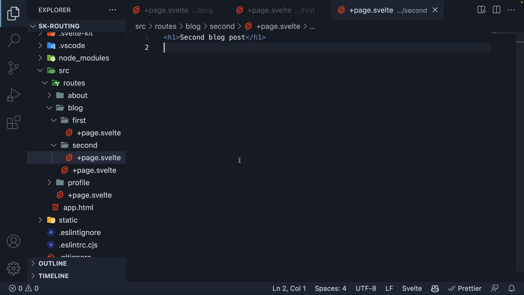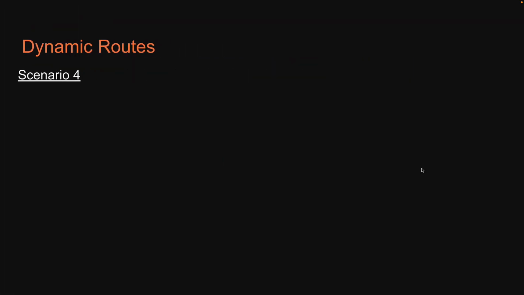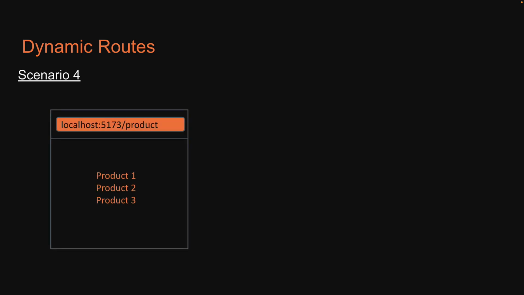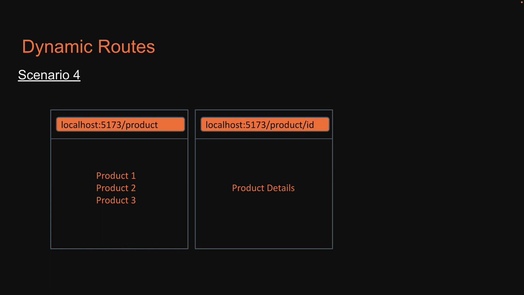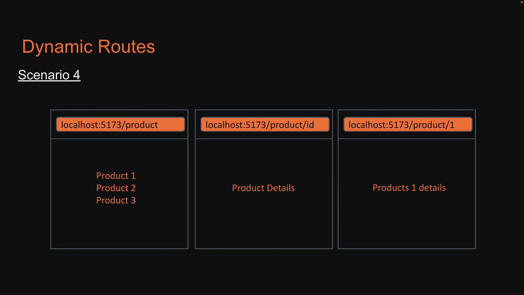Which brings us to scenario number 4. For scenario 4, the assumption is that we are building a product listing and detail page. If a user navigates to /products, we should display a list of 3 products. However, in addition to this, if the user navigates to /products followed by the ID of that product, we need to display details about that individual product. For example, if the user navigates to /products/1, we should display details about the first product. If the user navigates to /products/2, we need to display details about the second product, and /products/3, we need to display details about the third product. Let's understand how to achieve this in SvelteKit.